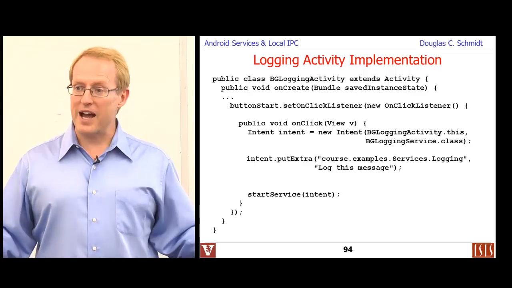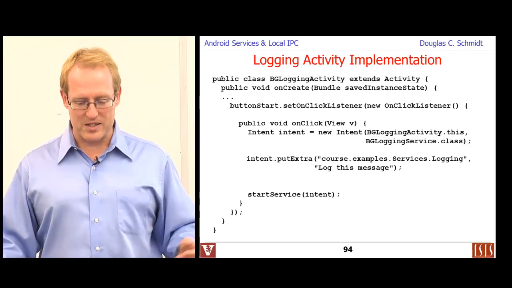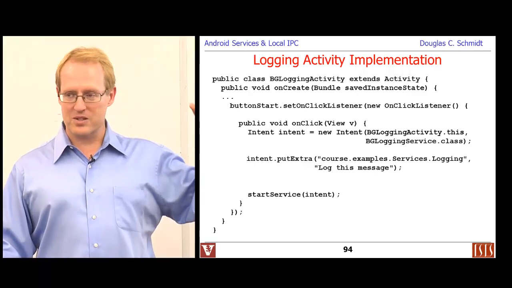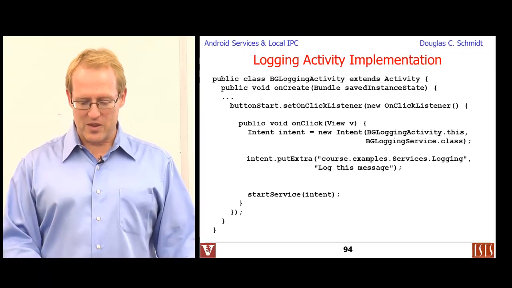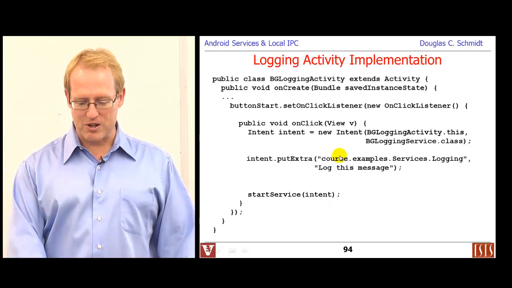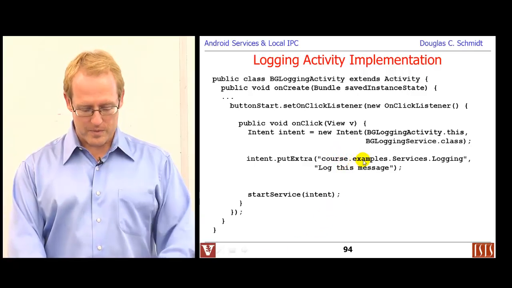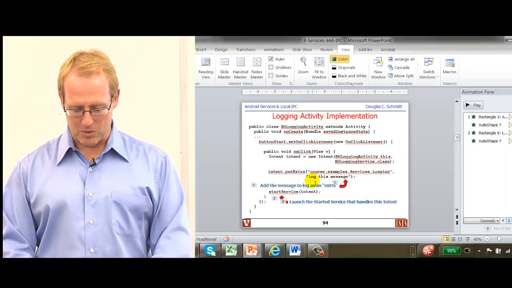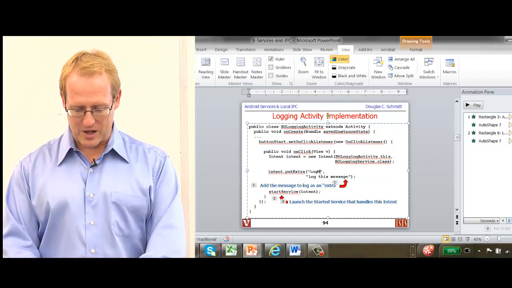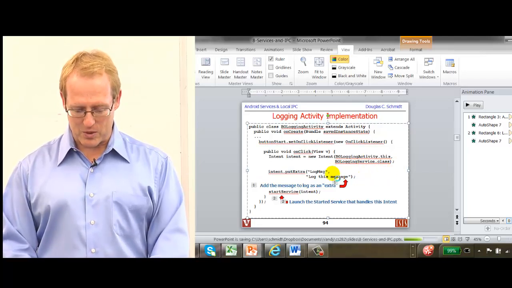Okay, so let's take a look at how we might implement this code. We're going to have a background logging activity which extends the activity, and when you click on this thing to send it a log message, then it goes ahead and creates an intent, and it puts the extra onto this thing. I think I'm going to make this a little bit more concise. That's too verbose for my taste. Let's just say log message. That's the name of the message we want to log. That's the name of the extra.